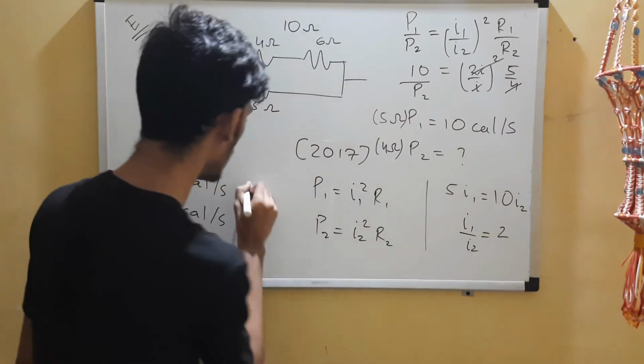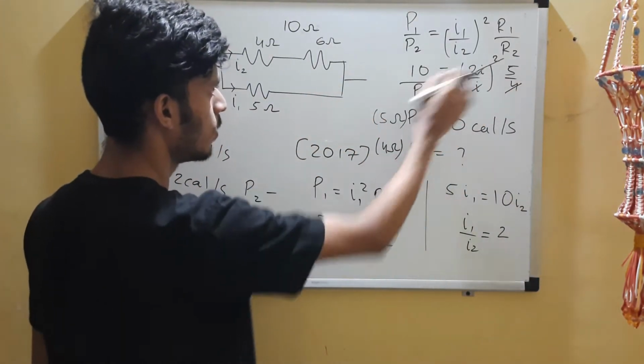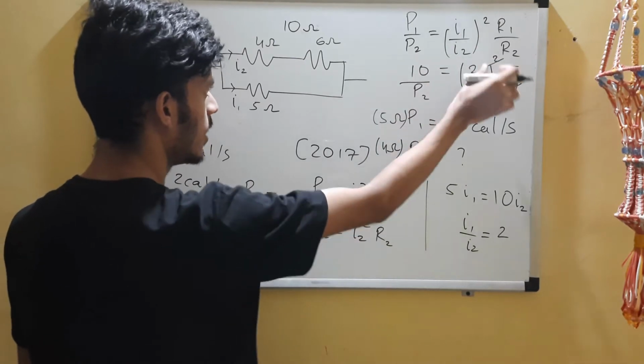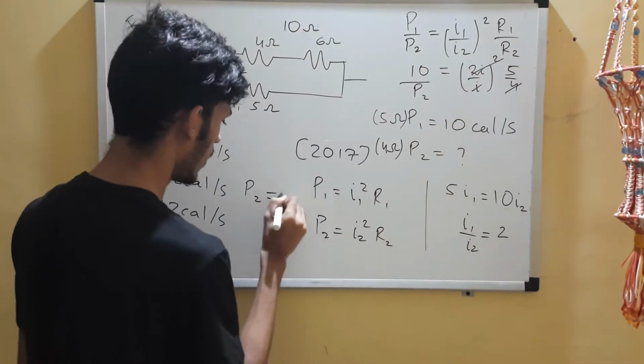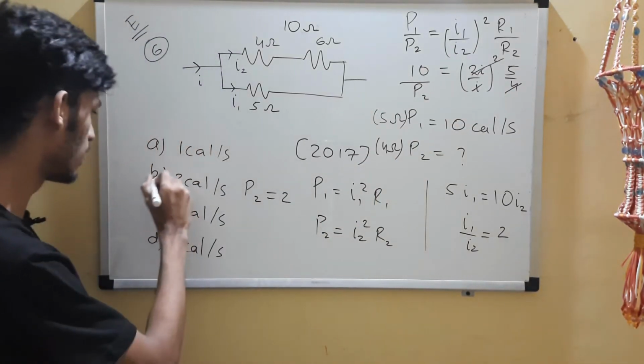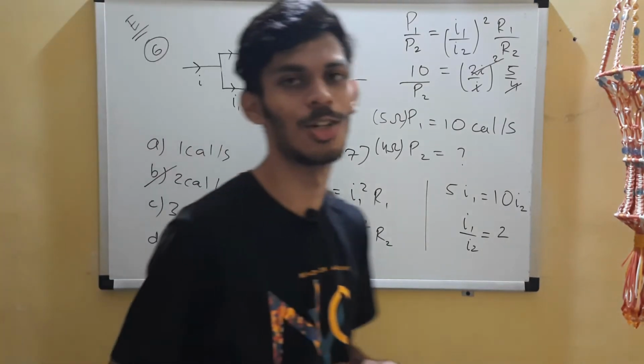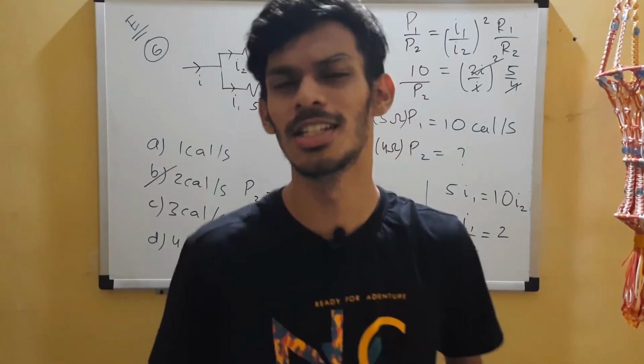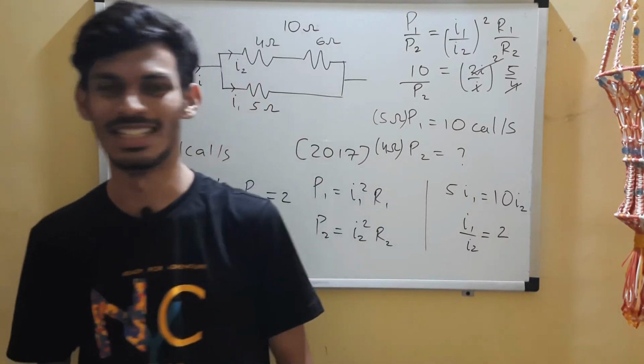So you can see that this will be 2 square, 4, and it will cancel with this 4, and you'll have P2 as 10 by 5. So that will be 2 calories per second. Option B is the correct choice over here. I hope the approach is clear. Over to the next question.